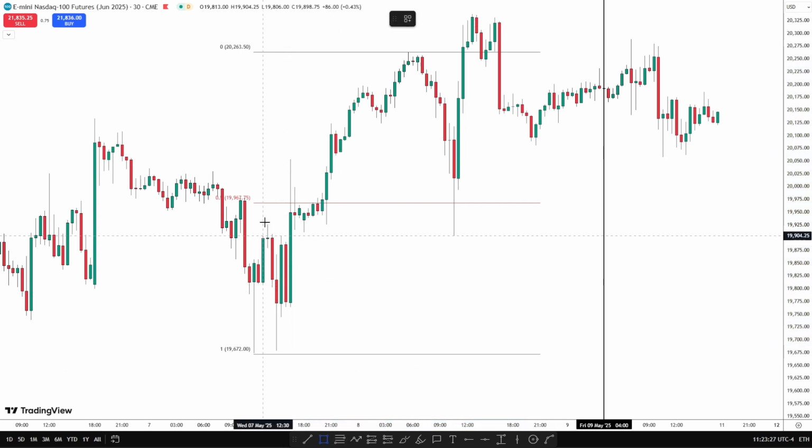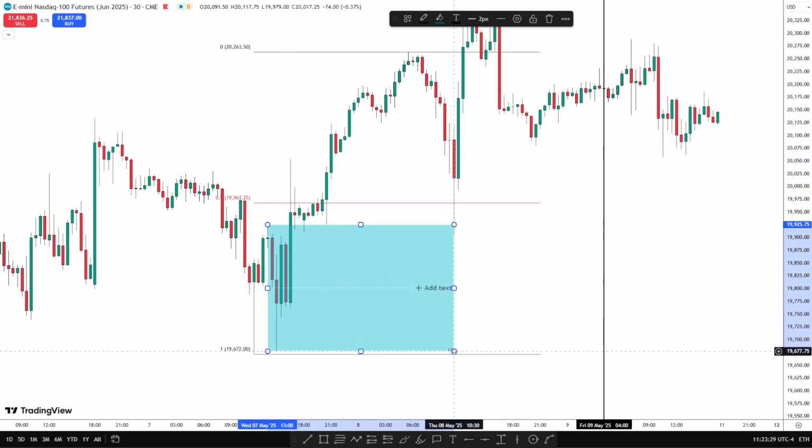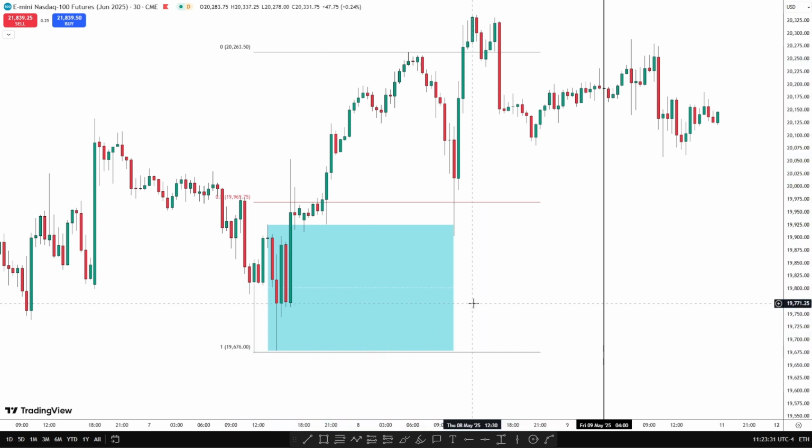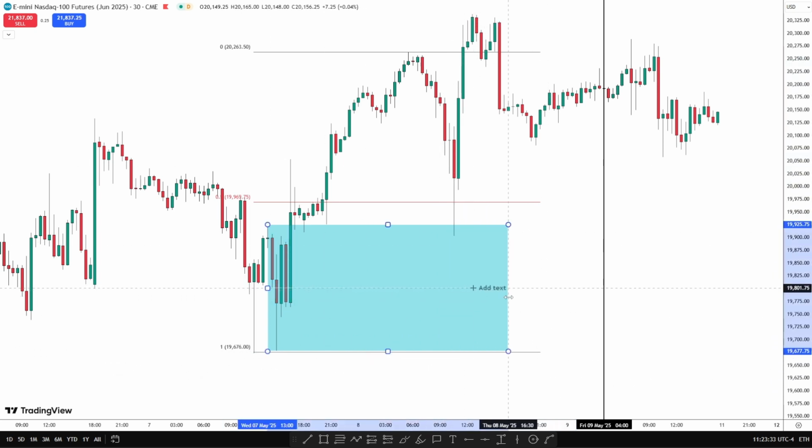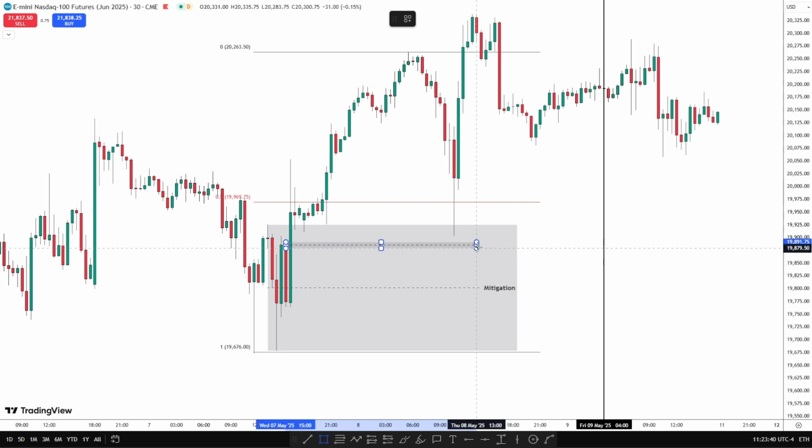So we now have a mitigation block right here. Mitigation block aligns perfectly with discount of the range. And what else does the mitigation block align with? A fair value gap right here. Now this was absolutely A+.